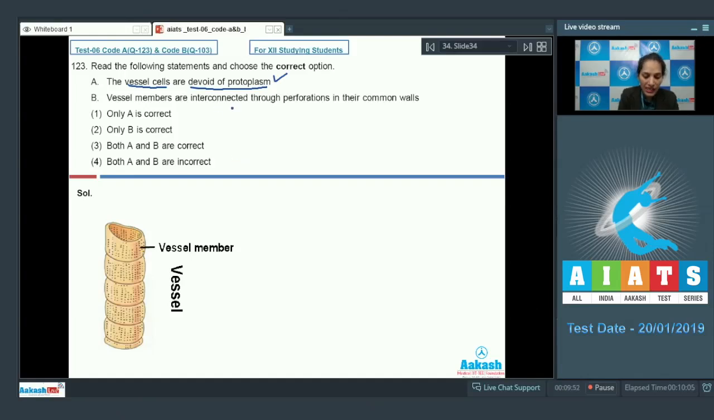B. Vessel members are interconnected through perforations in their common walls. Yes, it is also true. Why? Because a vessel member is a vessel element. See here, it's a vessel member or the vessel element. It is connected to the other vessel member with the help of perforations, and these vessel members together form the vessel. So this is also correct. So both statements are correct. So the correct option for the given question is option number 3. Let's move on to the next question.